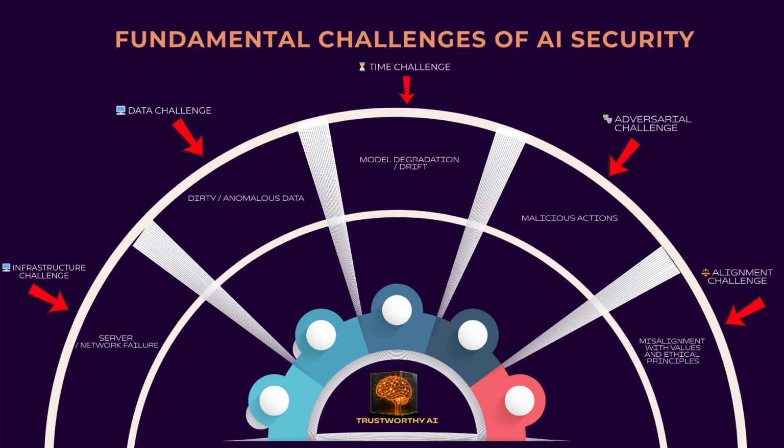The infrastructure challenge: internal failures of hardware and networks. The data challenge: anomalous, corrupted, and unforeseen inputs. The time challenge: gradual degradation of performance and stability. The adversary challenge: purposeful, malicious actions to compromise the system. The alignment challenge: a mismatch between the system's behavior and human values, intentions, and ethical principles. To counter each of these challenges, the system must possess a corresponding property. Let's now examine what those properties are.